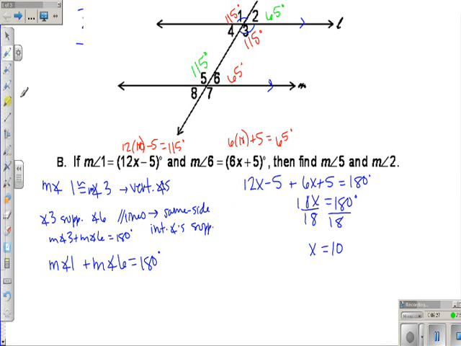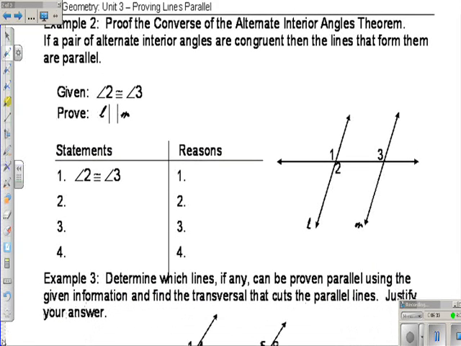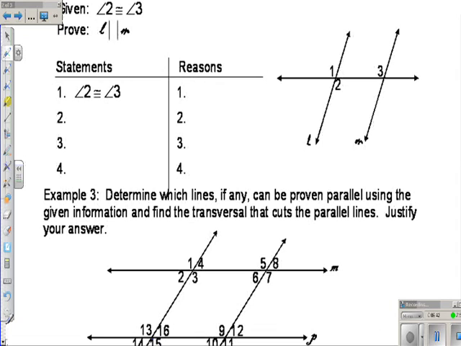Okay? Now, from here, we're going to look at proving the converse of the alternate interior angles theorem, which basically means that if the alternate interior angles are congruent, then the lines are parallel. That's what we're going to prove, because once we prove it, we can use it. So angle 2 is congruent to angle 3. They gave that to us. So we can see it right up there in the given. So you're just going to write given. And mark your picture. Angle 1 is congruent to angle 3.